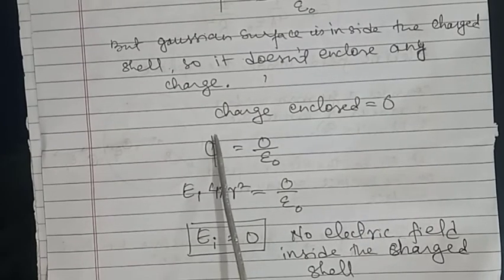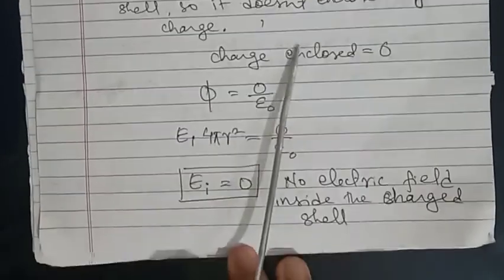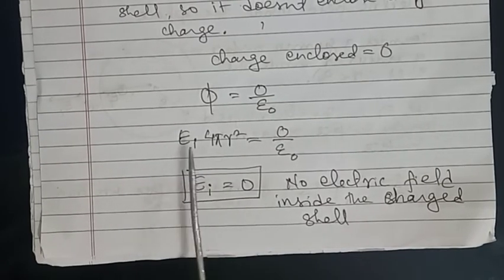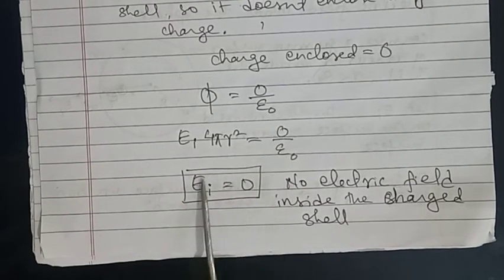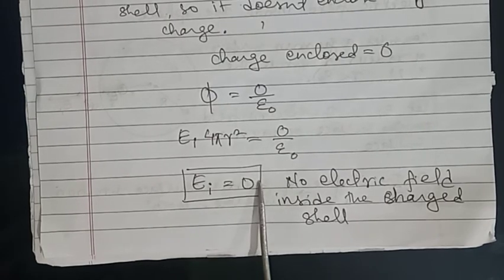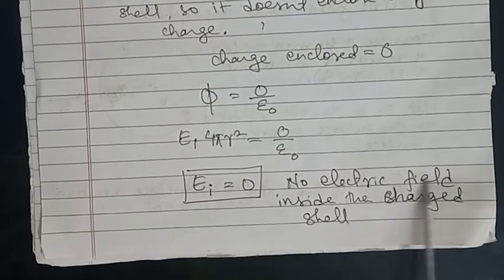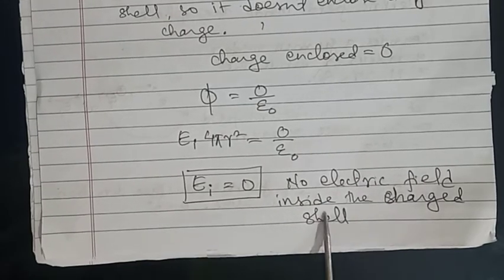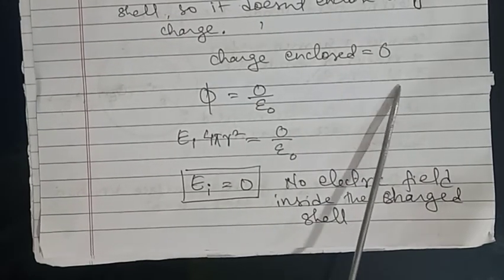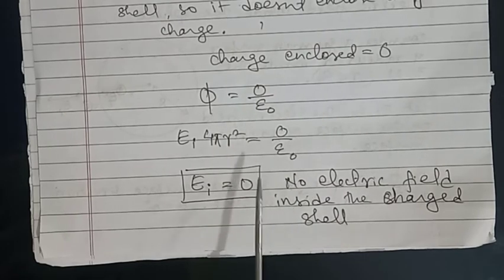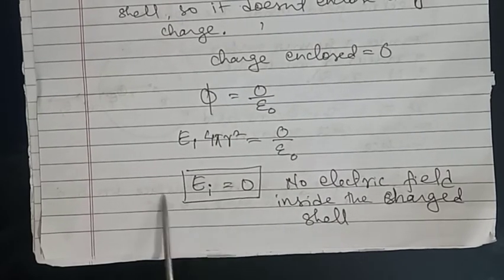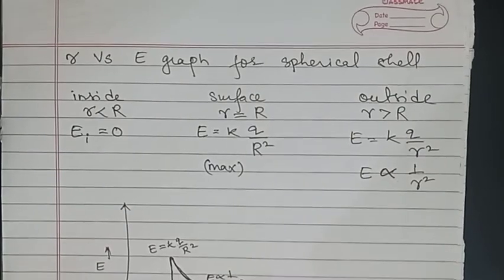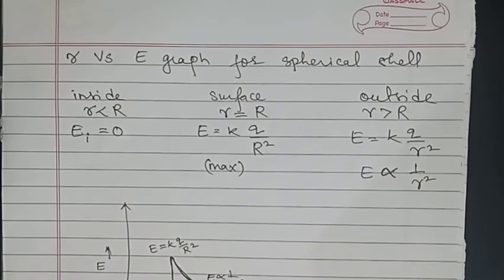So flux is equal to 0 by epsilon naught. So when you put the value for flux, that is Ei 4 pi r square, then you will get Ei is equal to 0. So there is no electric field inside the charged shell. So we have found the electric field outside the sphere, on the surface of the sphere, and this is the electric field inside the sphere. So now we will draw the electric field versus distance graph for a spherical shell.